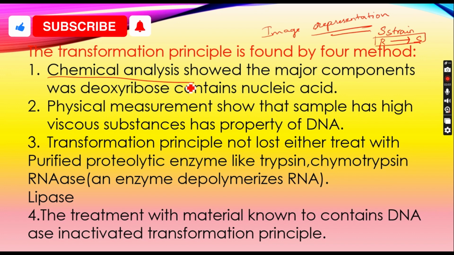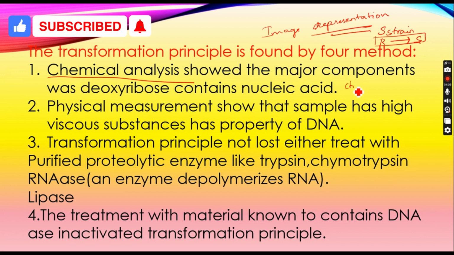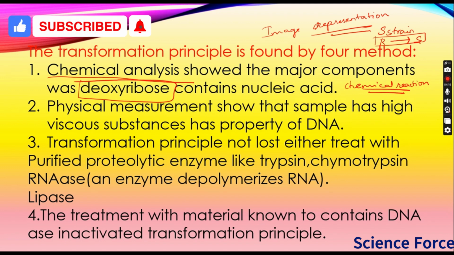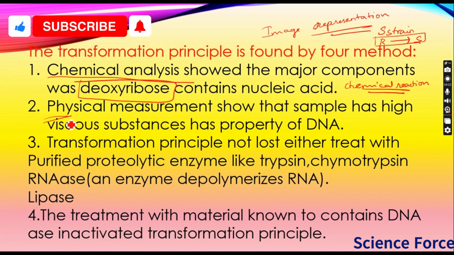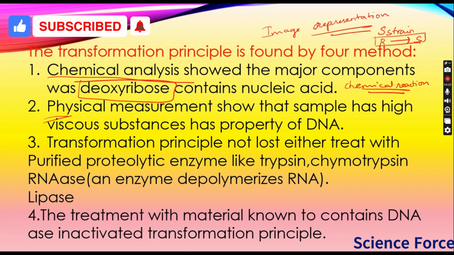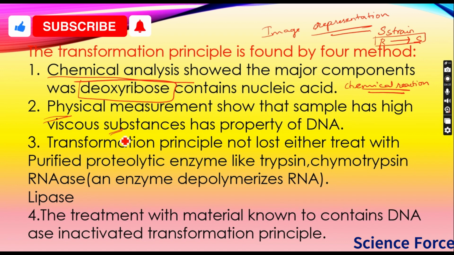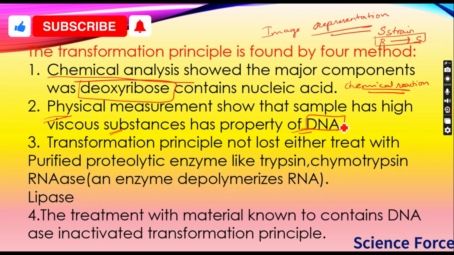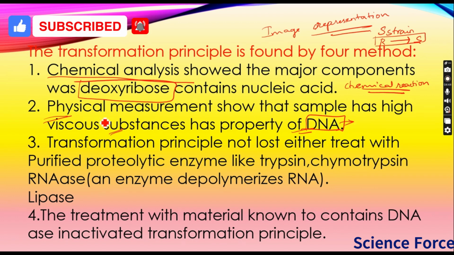First is chemical analysis. A certain chemical reaction takes place. This chemical reaction confirms the presence of deoxyribose in the transformed component. And also by physical analysis we can find, in the physical analysis, it is found that a viscous substance is physically found to be DNA. Therefore, when the sample was found physically to be viscous, it was confirmed that it is DNA.